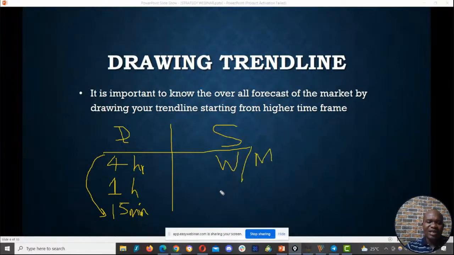Monthly charts. Then they take confirmation on daily and their trades are taken on 4 hours. Okay? So you can see now, when I say looking at drawing your trend line from a higher time frame, it boils down to the kind of trader you are. All right. So the kind of trader you are determines where you draw your trend line first.